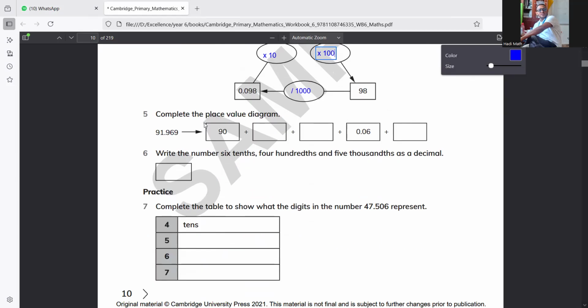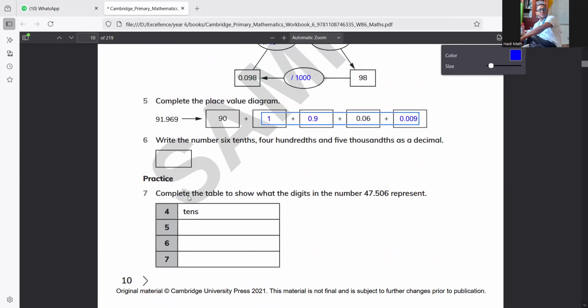Question C, they say complete the place value diagram. This 91.967 is equal to 90 plus what? Plus the digit 1 is ones. Then plus the 9 is tenths, which is going to be 0.9. And we said before, this 0 we put before the 9 is just to make the decimal point clear. Some people think it has got a value here, but actually it is just to make the decimal point clear. Then you have the 6 as hundredths, 0.06. Then the other 9 is thousandths, so it must be the third digit after the decimal point, 0.009.